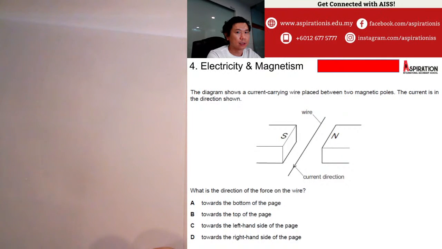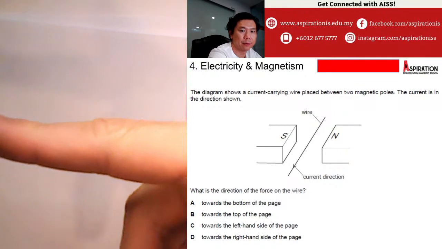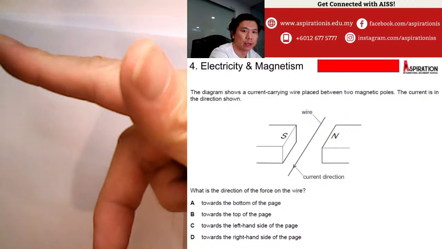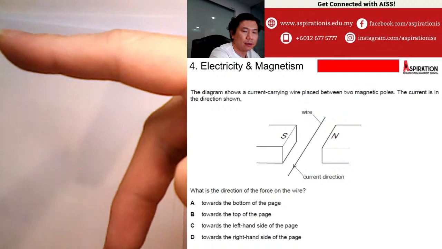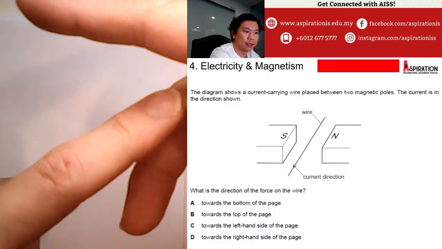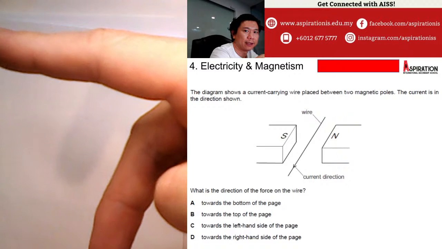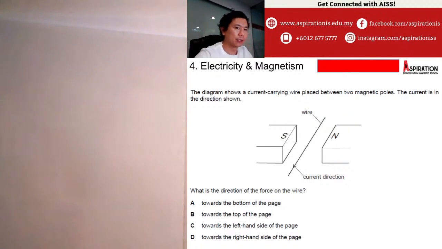If I can display using my right hand, I do not know. But this is the right hand, so it's wrong, right? Okay, so my thumb is wrong. So this should be your left hand, and your north and your south is here, and the index finger. So if this is your left hand, you will find that your thumb is pointing towards the bottom of the page, right?